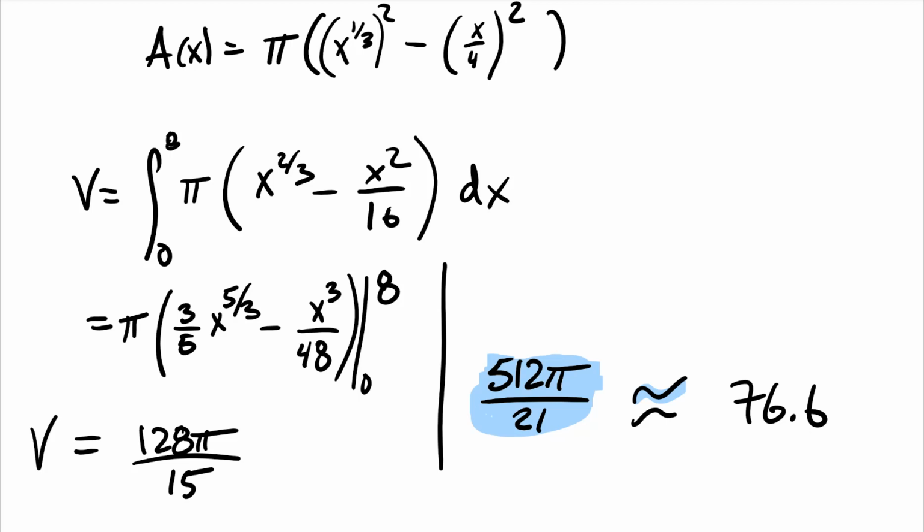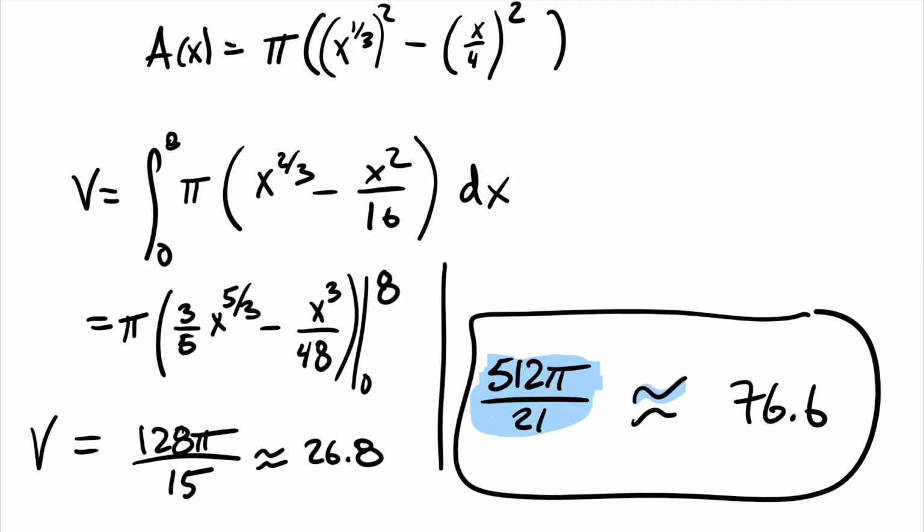So there's the volume. We found it in two different ways, going about the x-axis and going about the y-axis. Are we going to have the same volume? What's 128 pi divided by 15? This is 26.8. This is clearly bigger. So getting the volume about the y-axis would give you a much larger volume than you would get about the x-axis. They are not the same.